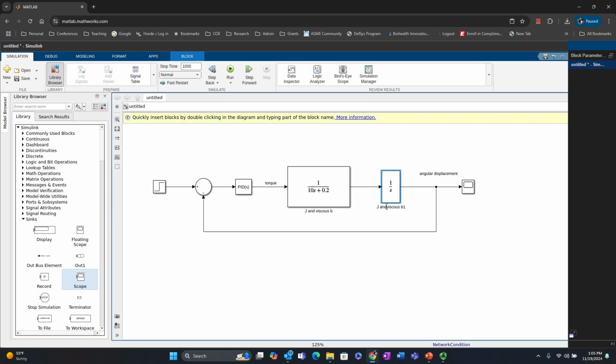And now this is no longer J and viscous damping, but this is actually angular speed omega to angular displacement theta. We are integrating, right? And this is the part where we have torque to omega dynamics. Okay, so the first transfer function shows us how the torque will be converted to angular speed, and so this is omega. And the second transfer function, 1 over s, will then integrate omega to give us angular displacement.